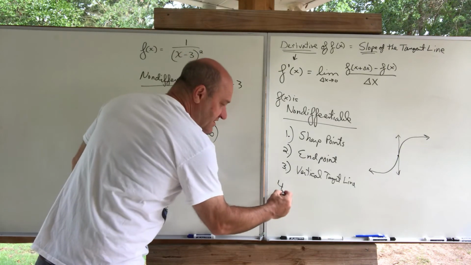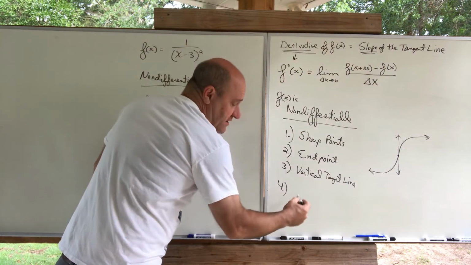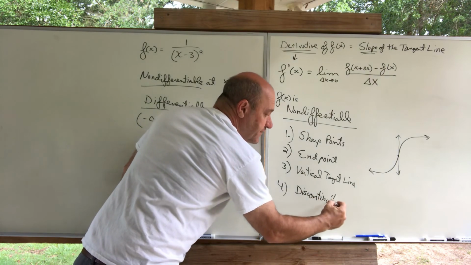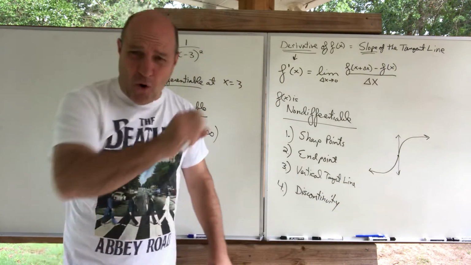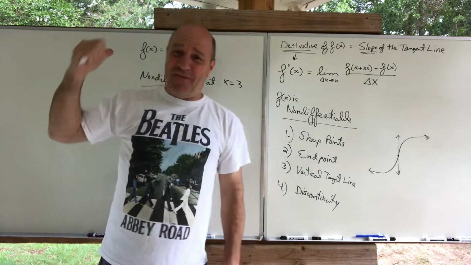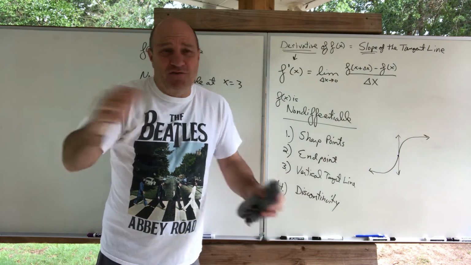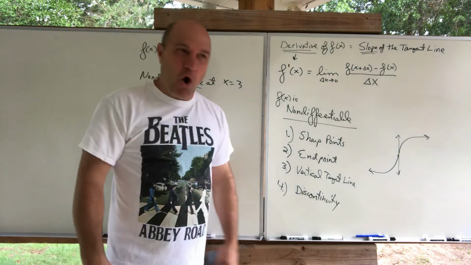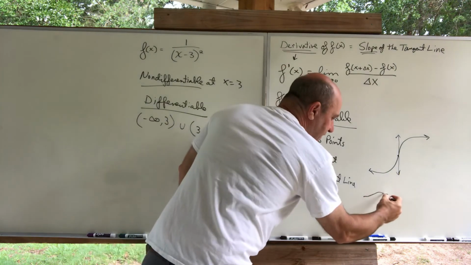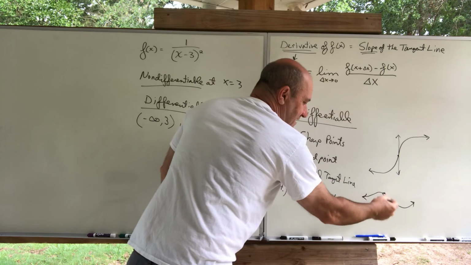One more. And this was the obvious one. This one was discontinuity. So if you have a discontinuity, then you've got a hole, or an asymptote. If it's a discontinuity, it's not defined in the original function, and therefore there's no tangent line there. A hole, an asymptote, a break of some sort. This time it's defined, but you can't have a tangent line there.